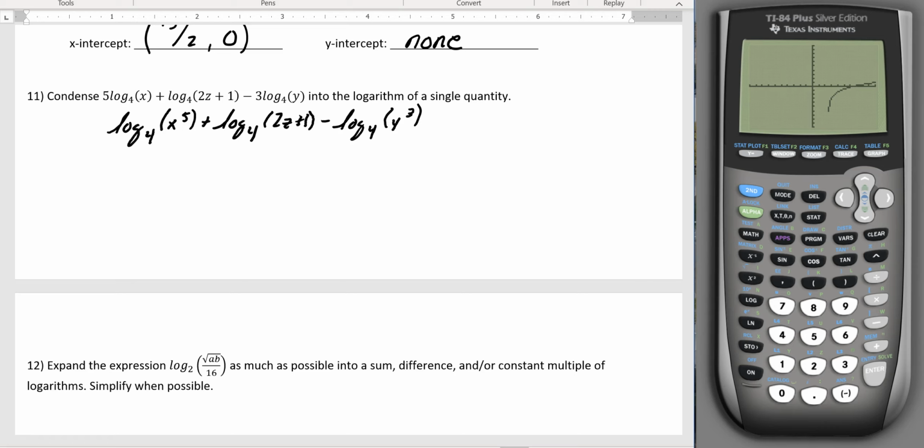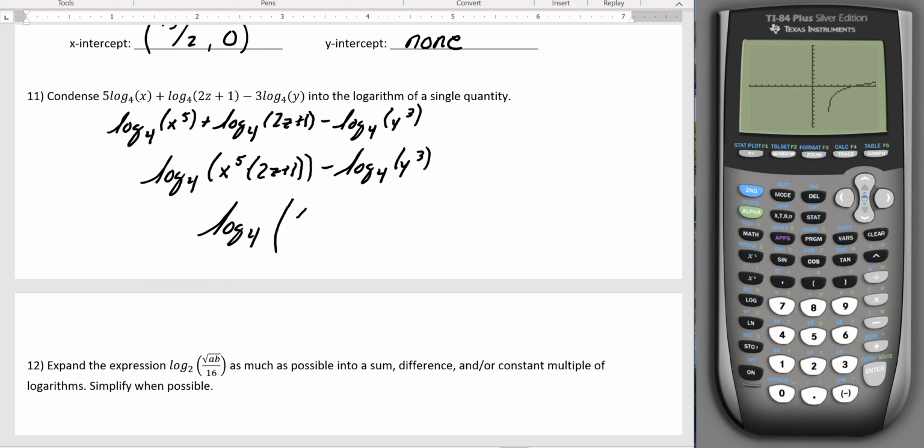Okay, addition becomes multiplication, so log base 4 of x to the 5th times, I suppose I could just write it like this, 2z plus 1. And then we have the subtraction, log base 4 of y to the third, and that becomes division. So my final answer here will be log base 4 of, in my numerator, I'll have x to the 5th times 2z plus 1.